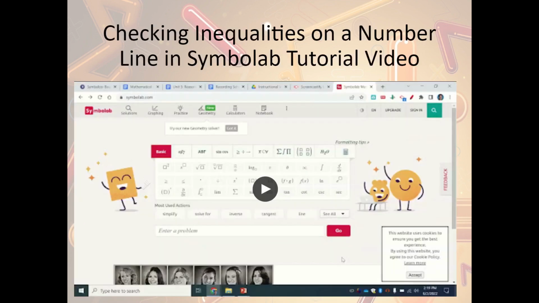There's a video here that shows you how to check your work when dealing with inequalities on a number line using Symbolab. So go ahead and watch that video.